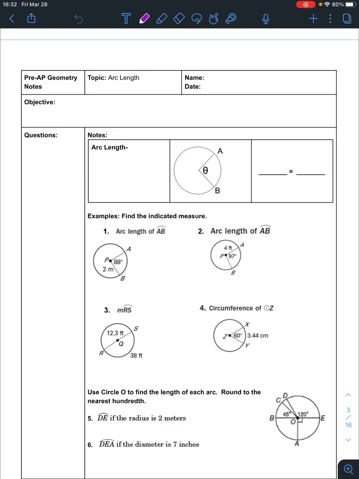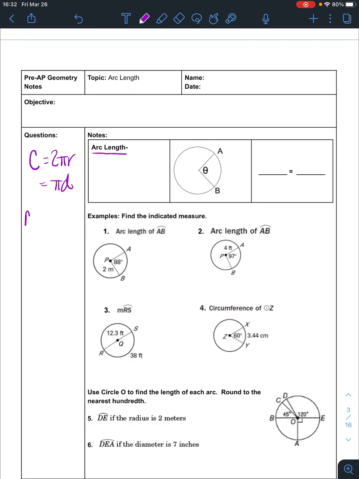So in previous lessons, we learned that the distance around a circle is called the circumference. All the way around the circle would be 2 times pi times r, or pi d. Well, what if we don't want to go all the way around the circle? What if we only want to go a portion of the way around the circle? That is called arc length.